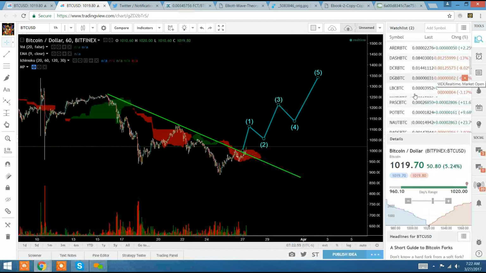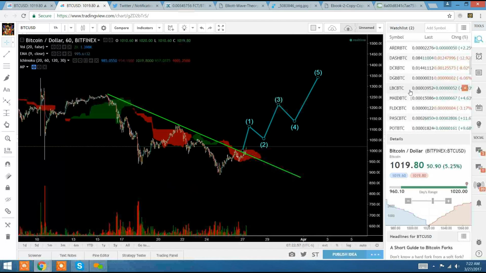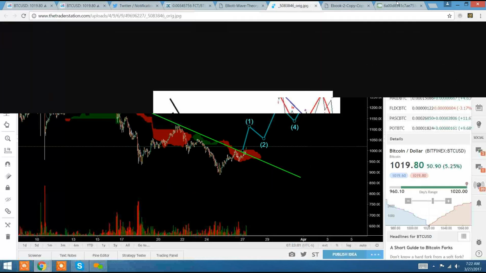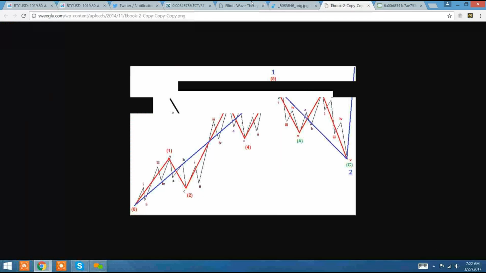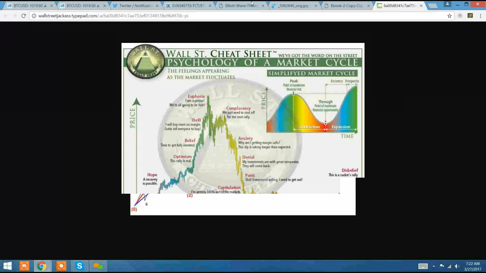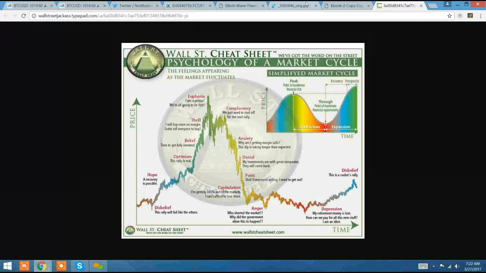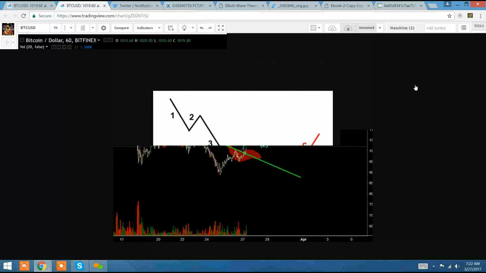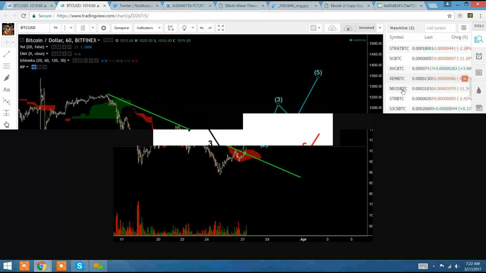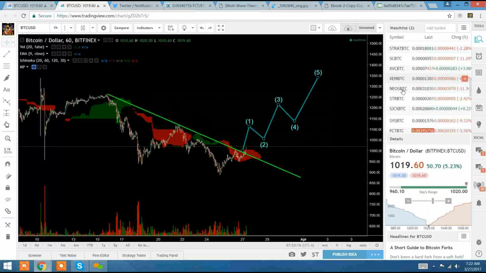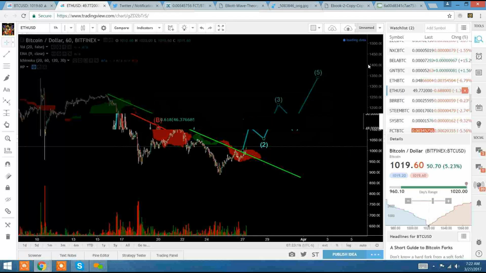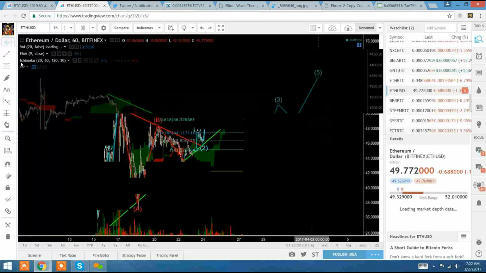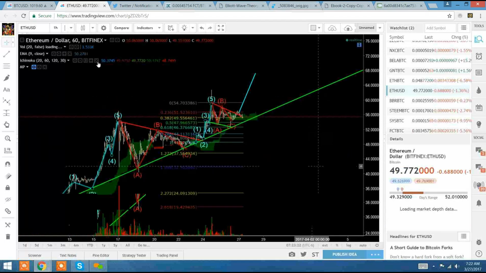So let's look here. Okay, our way down, our way up, the emotional cycle that we're experiencing. All right, let's get back over to Ethereum here. Now, Ethereum, as it goes along its way here, let me get rid of the cloud here. Now let's get rid of some of these fibs.